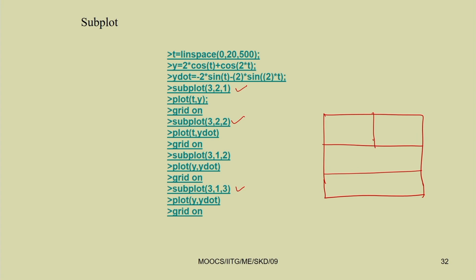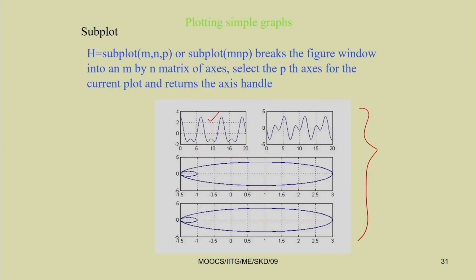So here you are writing 3 2 1. So this is 3 rows, 2 columns, first position. So this is 3 2 2, but in this case you have to write subplot 3. So you just see 3 rows, 1 column, and second position. So this is 3 1 and third position. So this way you can write and use the usual plot command in MATLAB to plot similar to this thing.